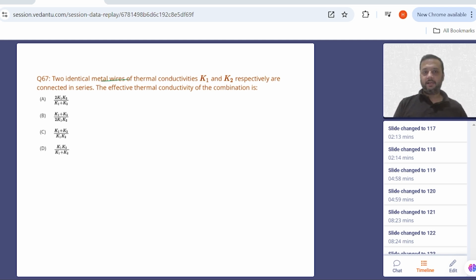Two identical metal wires of thermal conductivity K1 and K2 are respectively connected in series. We have to find the effective thermal conductivity. So let us say that we have got two wires, each of length L and both of cross-sectional area A. The first one is of conductivity K1 and the second one is of conductivity K2. Let's say the resistance of the first one is R1 and the resistance of the second one is R2.